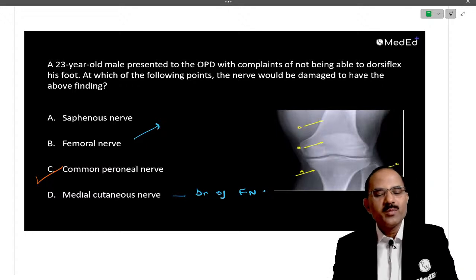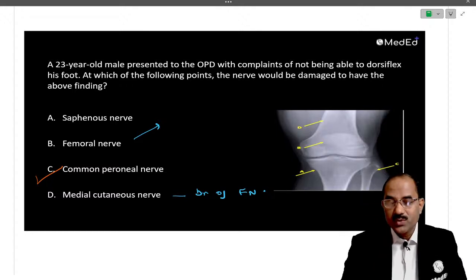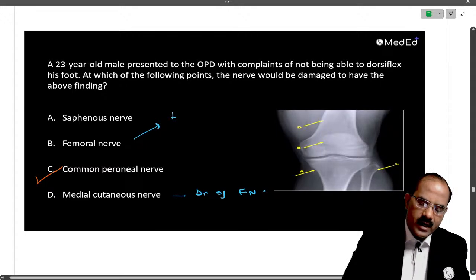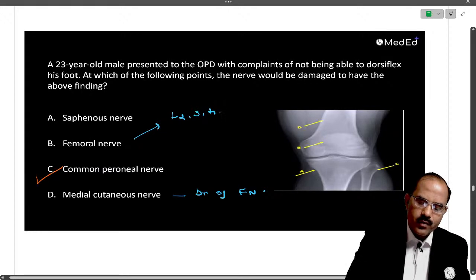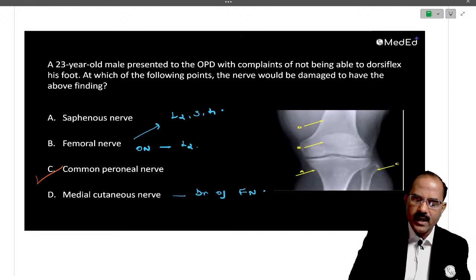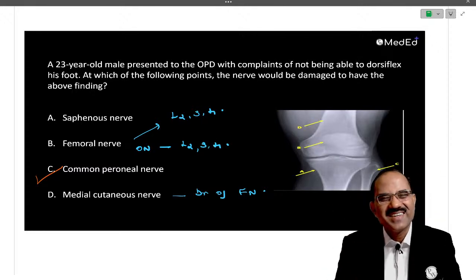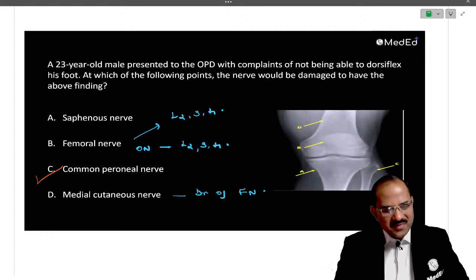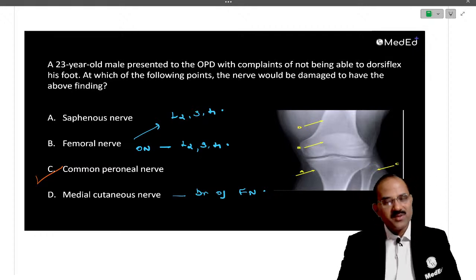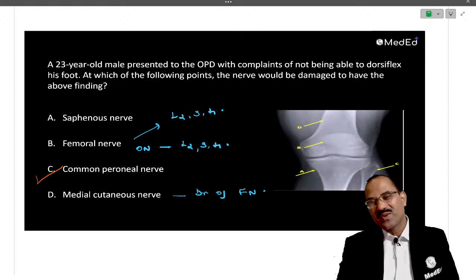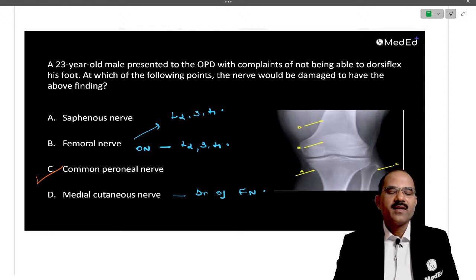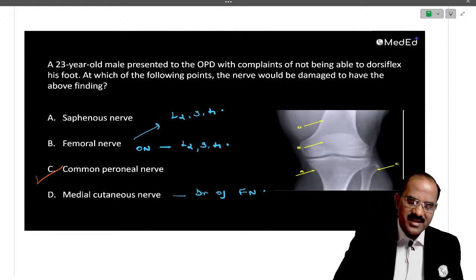What is the root value of femoral nerve, bacha? I want you to know the root value of femoral nerve. It's L2, L3, L4. And there's another nerve which is known as obturator nerve, whose root value is also L2, L3, L4. Very good. What is the difference, bacha? Both have the root value L2, L3, L4. So what is the difference?